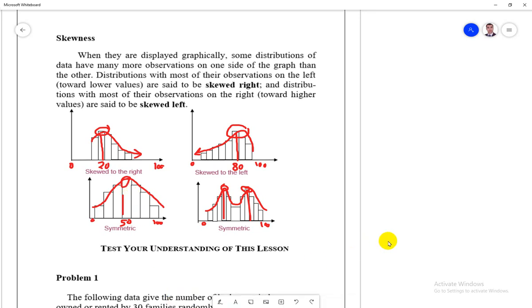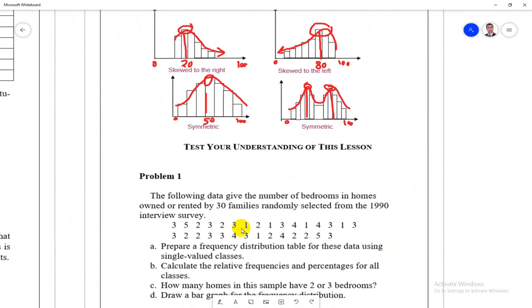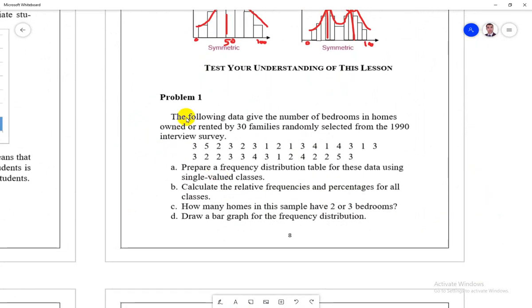Okay, so now I have finalized the applications on how to describe your data in frequency tables and graphs. In the lecture notes that I will upload for you, you'll find some problems in the same way. Please try to answer these. Problem 1 gives you some numbers about bedrooms, 30 values, and we need to find the frequency distribution and so on.